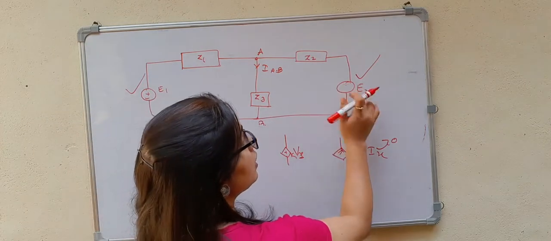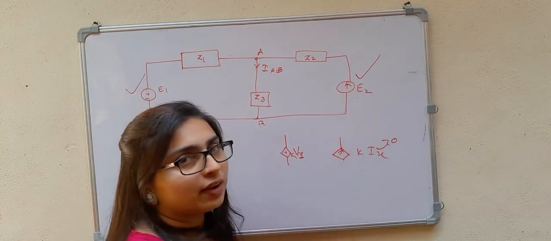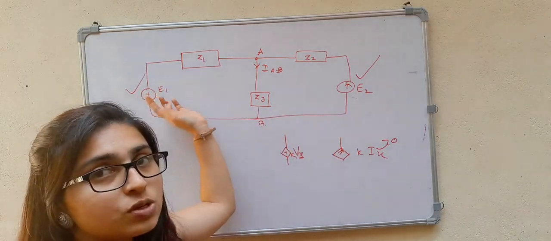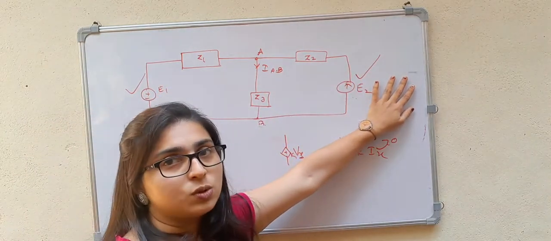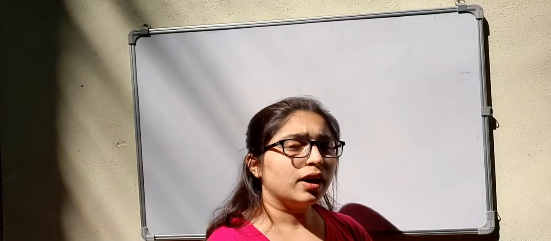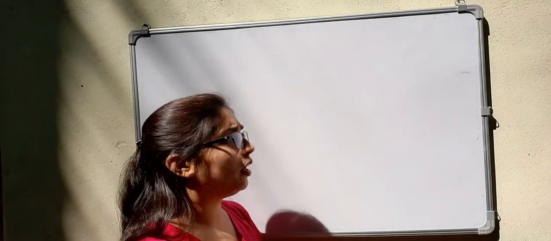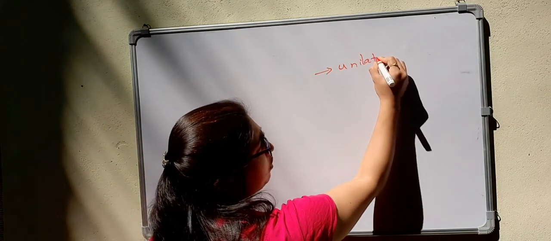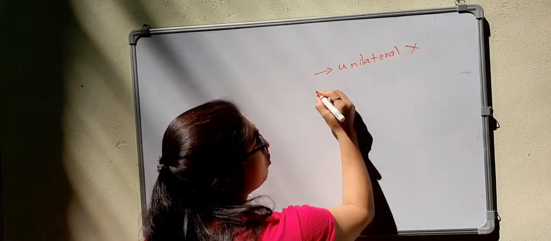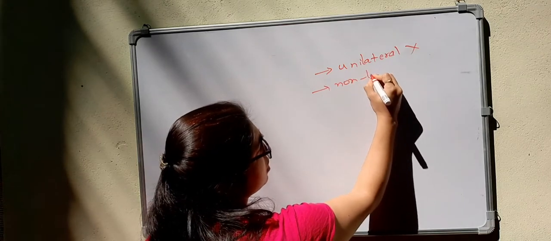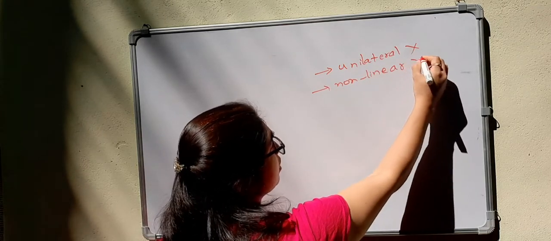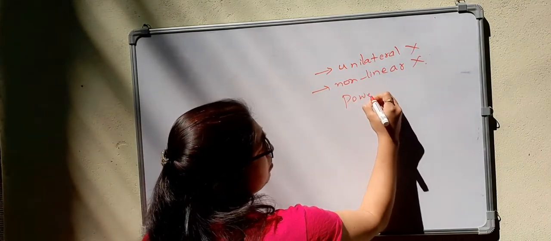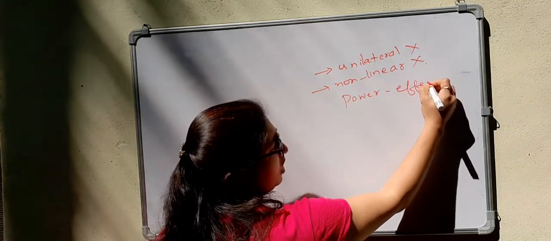Suppose you have a current source here, then also we can find the effect. Okay, that is independently. First I will consider this source, then I will consider this source. And this superposition theorem cannot be applied for the unilateral networks. Okay. For non-linear networks, this cannot be applied, and it cannot be used for the power effects because this power is non-linear.